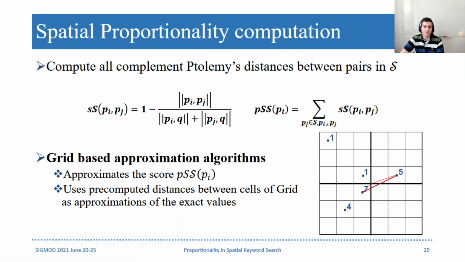To compute the spatial proportionality score of a place with respect to the input set S, we need to compute all the pairwise Ptolemy's distances between each place and all the rest of the places in the input set. To efficiently compute these scores, we propose grid-based algorithms. These algorithms approximate the spatial similarity of a place with the input set S. The main concept is to approximate the Ptolemy's distances by using pre-computed distances between cells of a grid instead of the actual coordinates. We can see how the grid algorithm works in the following example.